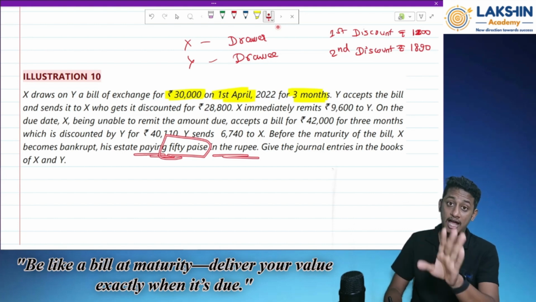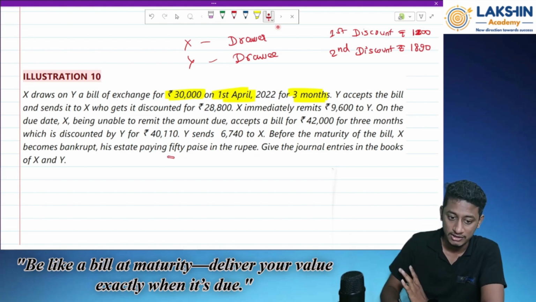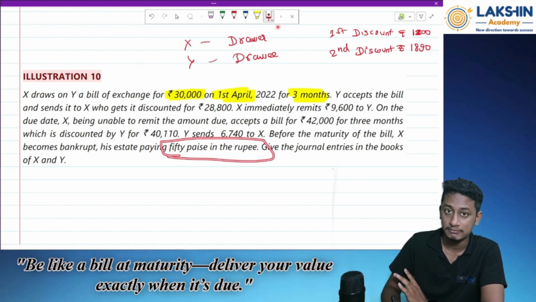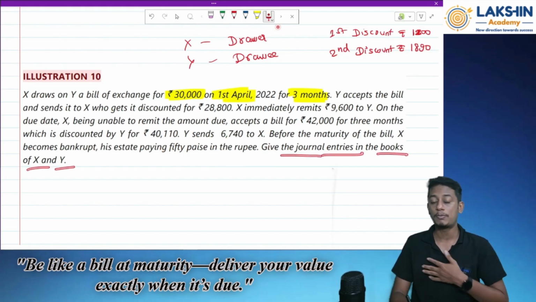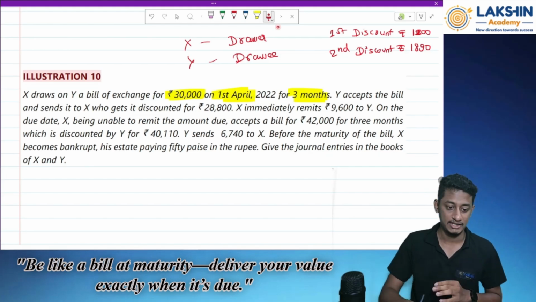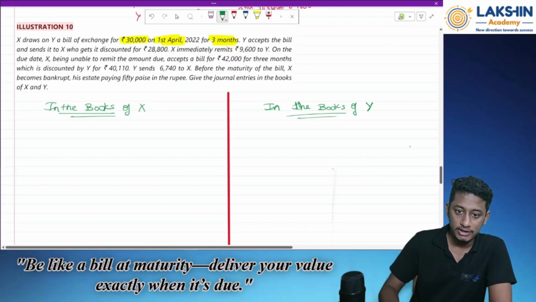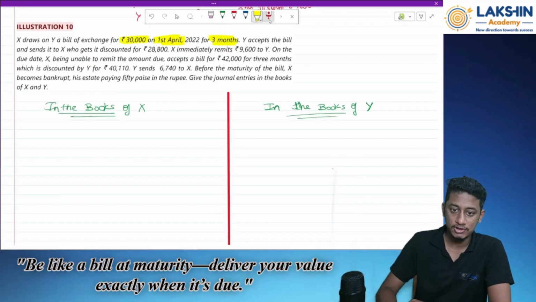Now what does this mean? I will tell you while passing the journal entry. Clear? Give the journal entry in the books of X and Y. So now I have to prepare journal entries in the books of X and Y. Let us see how to pass the entry.